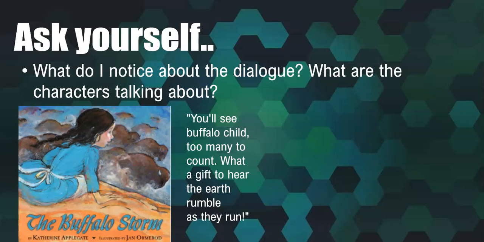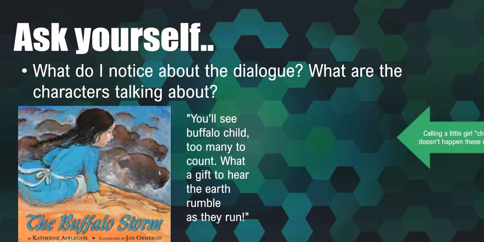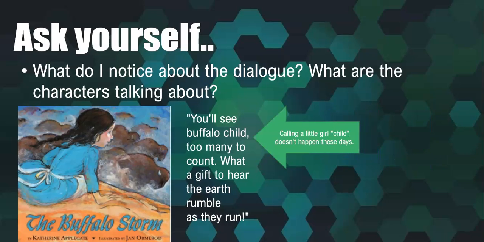So what do we notice here? I notice that calling a little girl child really doesn't happen today. If someone called you child, you probably would get pretty angry at them, right? But at the time this story takes place, it was perfectly acceptable. What else do we notice that might be perking our ears up a little bit, making us think that this isn't really taking place in modern times?